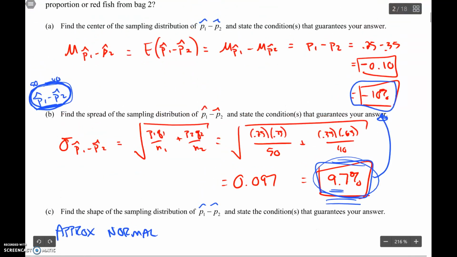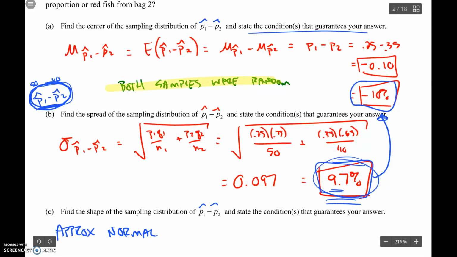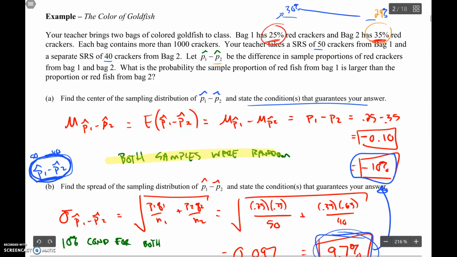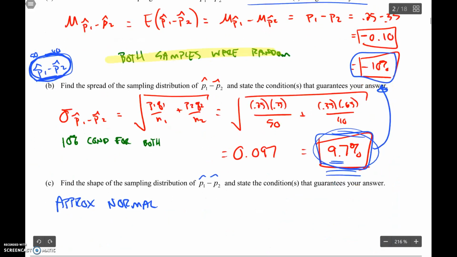It does say to state the condition that guarantees your answer. So let's do that. Both samples were random. Okay, that's what we needed for that one. For this one, we needed the 10% condition for both samples. It's always got to be doubled up now. In single samples, it was just one. Well, 50 is less than 10% of 1,000, and 40 is less than 10% of 1,000, so that checks out.